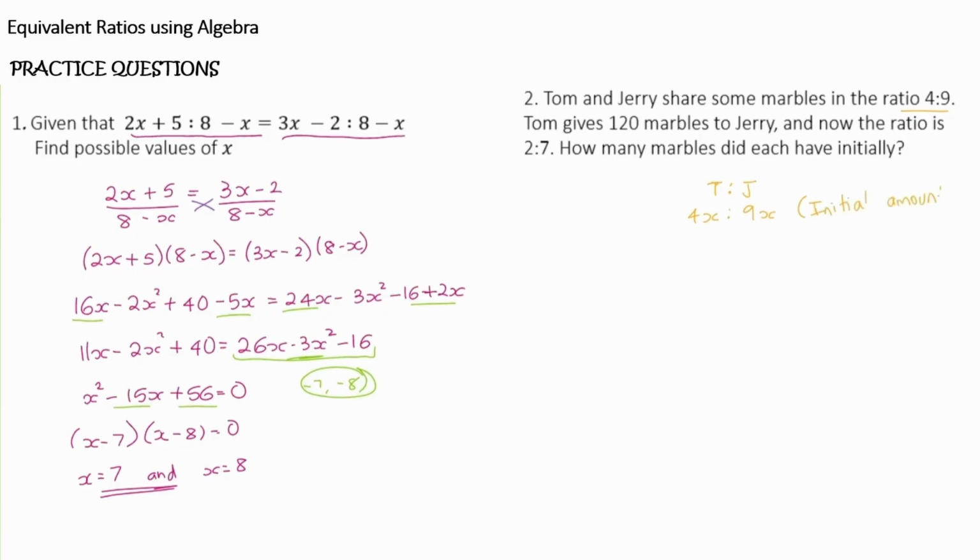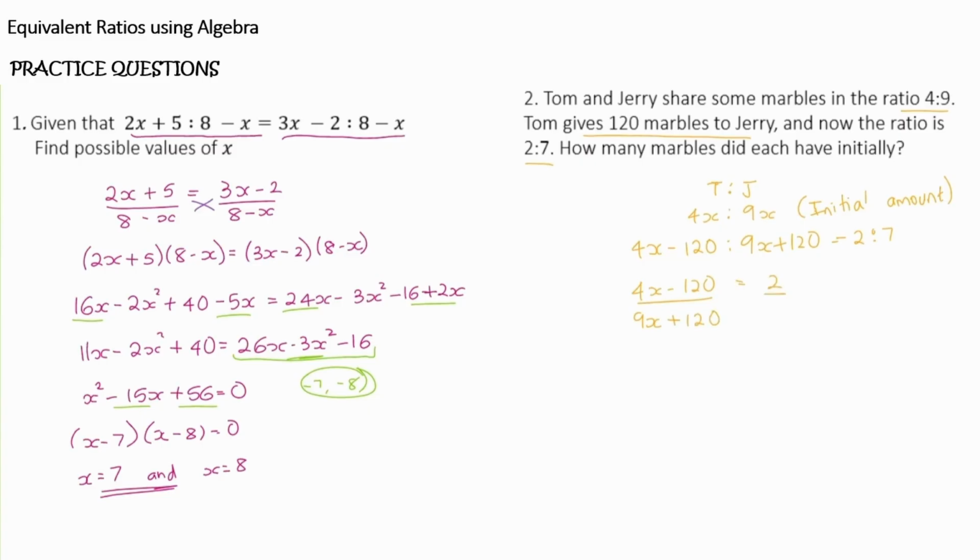This is the initial amount that they had, and we are then told that Tom gives 120 marbles to Jerry. So we can write this as 4x minus 120 for Tom, and because he's given them to Jerry, we can write 9x plus 120 for Jerry's. We are told that after Tom gives these marbles to Jerry, the ratio is then 2:7. So we can write this as equal to 2:7. We can then write this as an algebraic fraction. So we can write (4x minus 120) over (9x plus 120) is equal to 2/7.